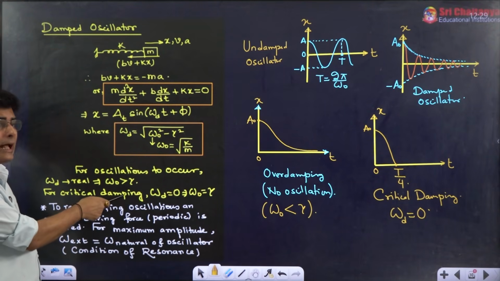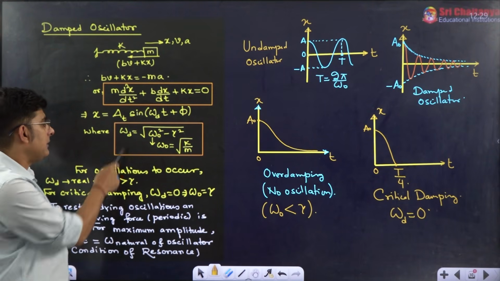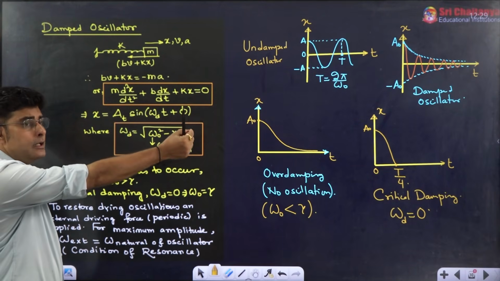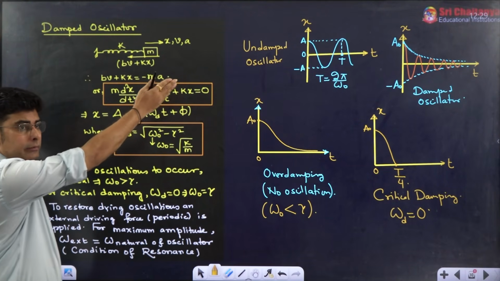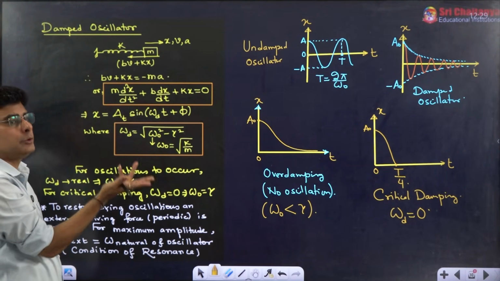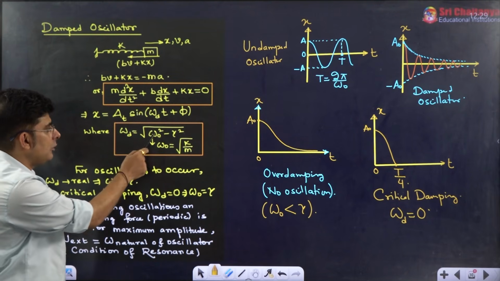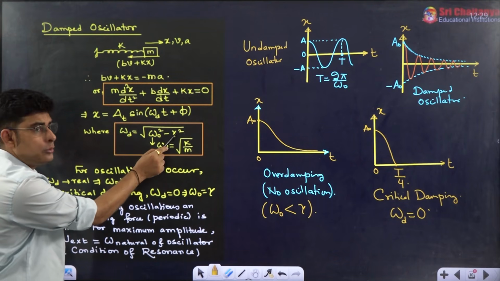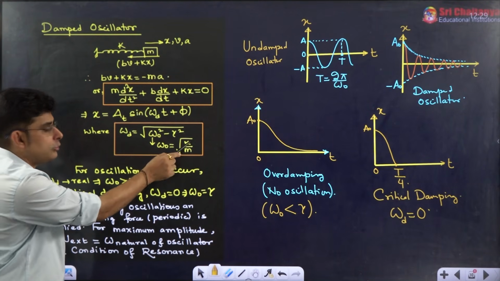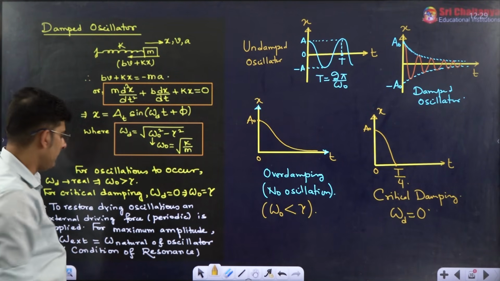Critical damping is the case where there is no oscillation. If you release the block from the extreme position, it will come to rest and after that it won't oscillate. So no oscillation means omega_d is 0. Omega_d 0 means the condition is omega naught should be equal to gamma. So b by 2m should be equal to root k by m. Simple condition you can find.